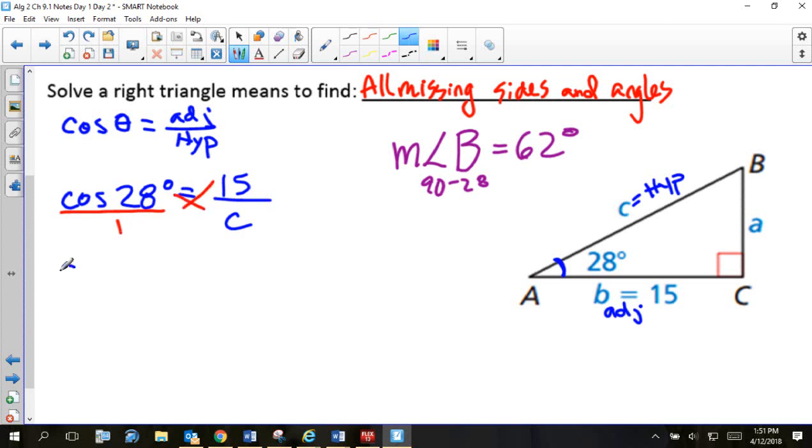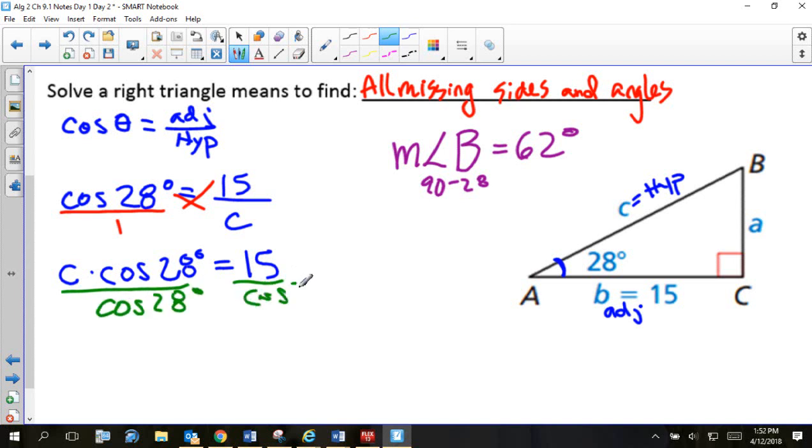So I will get C multiplied by cosine 28 equals 15. So cross multiplying. And then I have to get C by itself. So what do I do to both sides to get C by itself? Divide by cosine 28 degrees. So now I have C equals 15 divided by cosine 28 degrees. Is there a question? At this point, you now use your calculator and do 15 divided by cosine 28.